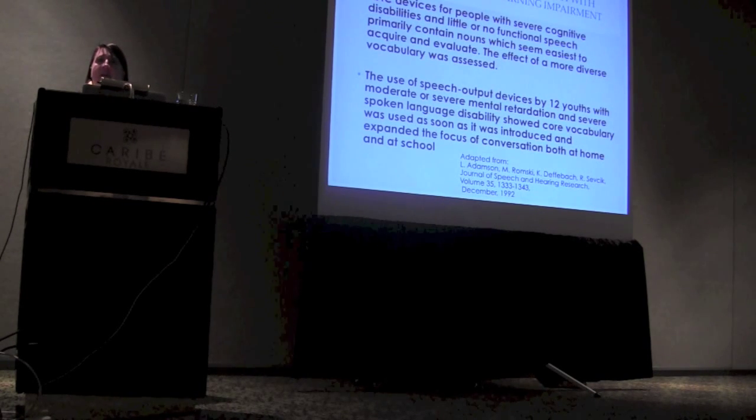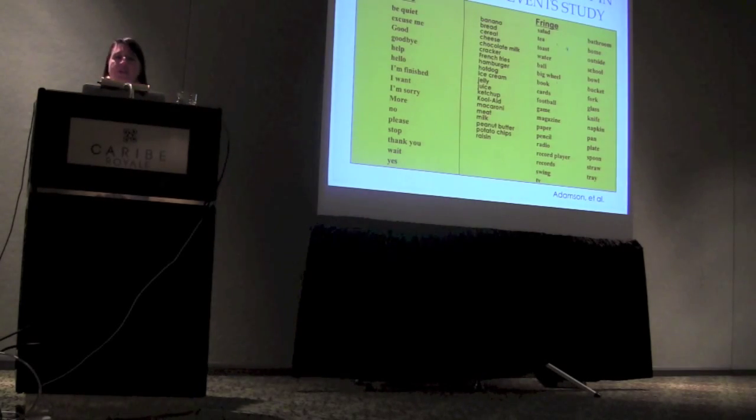Their system initially during the study was all noun-based. I'm going to show you the vocabulary. Then the use of the speech output devices was modified to add a little bit of core vocabulary, and the focus of the core vocabulary was social regulation. So initially, this was what was available in their system. A lot of foods and a couple of leisure activities. And the items that you would need in the kitchen, like a napkin and a glass and things like that.